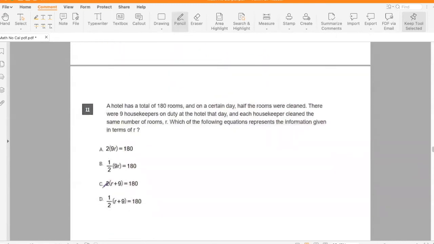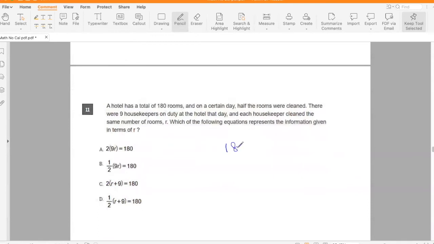A hotel has a total of 180 rooms, and on a certain day, half the rooms were cleaned. There were 9 housekeepers on duty at the hotel that day, and each housekeeper cleaned the same number of rooms, R. Which of the following equations represents the information given in terms of R?